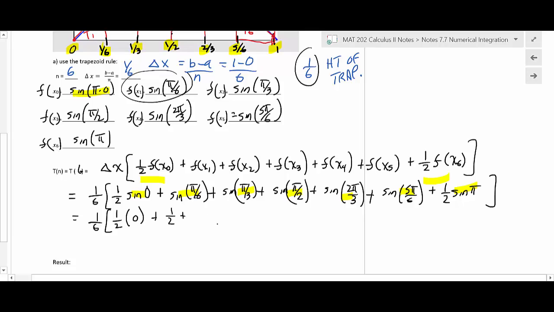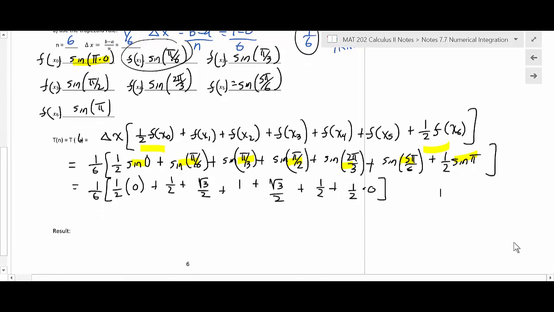Okay, sine of pi over 3, I think, is square root of 3 over 2. Okay, sine of pi over 2 is 1. Okay, sine of 2 pi over 3 is square root of 3 over 2. Sine of 5 pi over 6 is 1/2. And then sine of pi is going to be 0 like that. So I'm just looking at the y value on the unit circle like that.